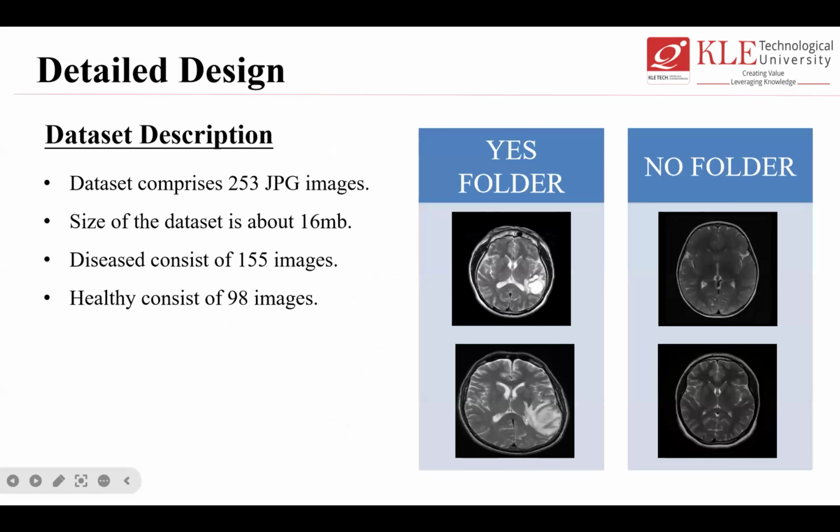This gives the detailed dataset description. This is an example of the images. The dataset comprises 253 JPG images, out of which healthy consists of 155 and unhealthy consists of 98. The size of the dataset is about 16 MB.